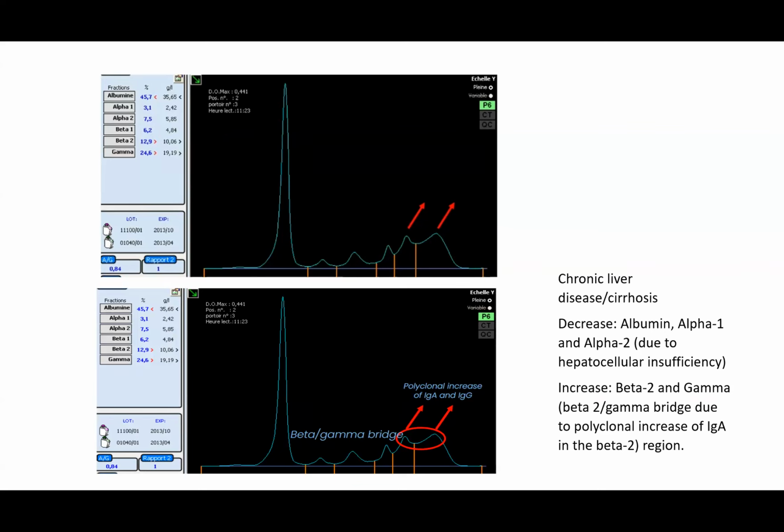So we know that in liver disease, chronic liver disease, and especially cirrhosis, your albumin goes down. So that's one clue. Your alpha 1 and alpha 2 will also reduce, although it's not very obvious in this photo, but this is because of hepatocellular insufficiency. But then the main thing is the beta 2 and gamma bridge. This is because of the polyclonal increase of IgA that you see in chronic liver disease. You can see this pattern.